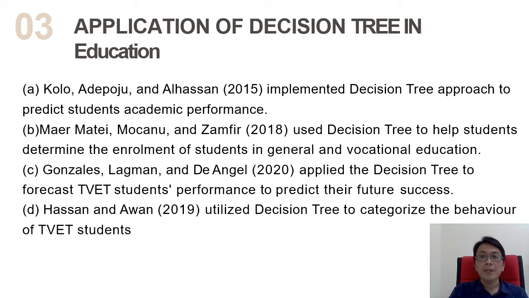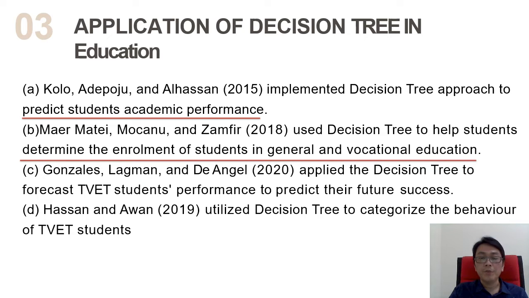Decision tree has been widely implemented in education. In previous research, people used the decision tree approach to predict students' academic performance. Also in TVET, some researchers use the decision tree to determine enrollment, to forecast TVET students' performance, and also to categorize TVET students' behavior.